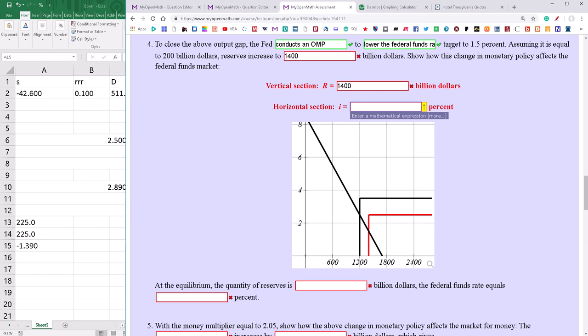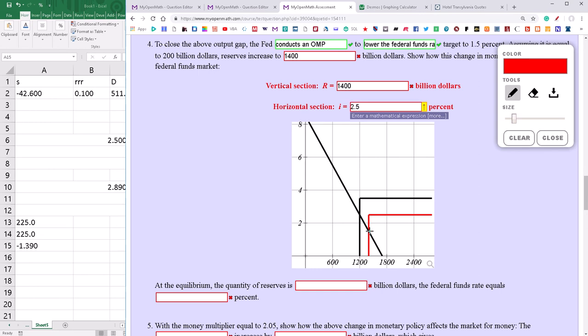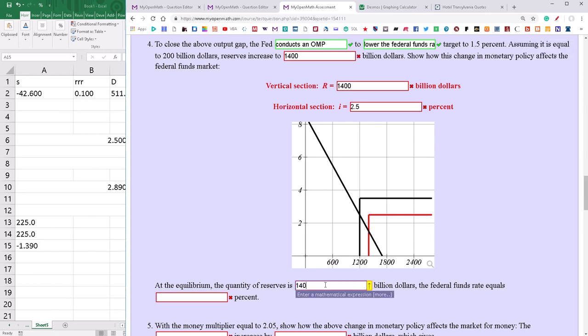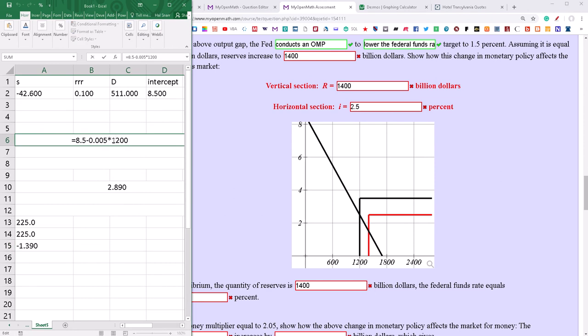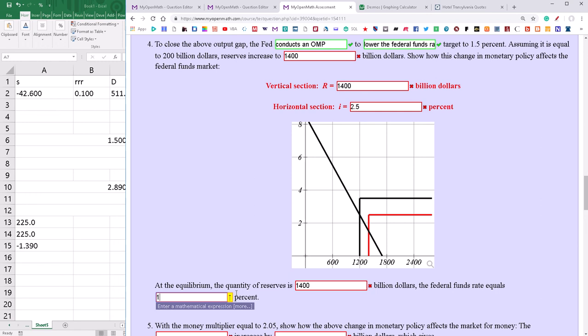So the vertical section of the new reserve supply curve would be 1,400. And since the Fed's federal funds rate target is 1.5, the discount rate, which kinks the reserve supply curve, would be at 2.5. Now, at this new equilibrium down here, the quantity of reserves equals that 1,400. Then we got to plug this 1400 into the reserves demand equation. And the reserves demand equation is right here. At 1200, the federal funds rate was 2.5. But at 1400, what is it?